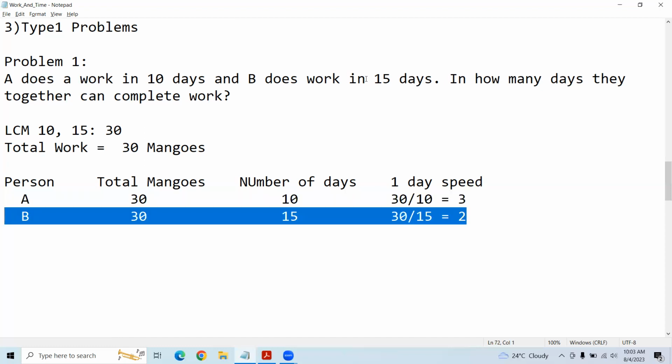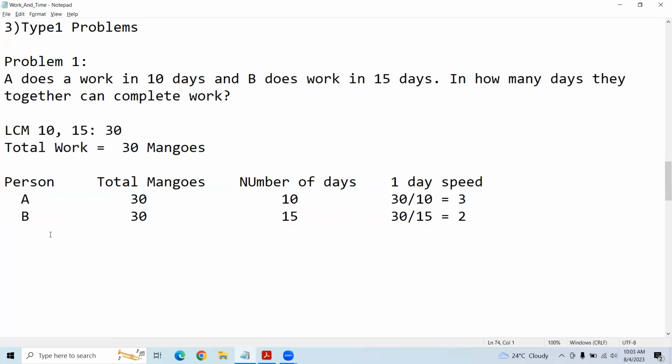Now what they're asking us is how many days they together can complete the work. So let's take A plus B. Both are going to work. Even though both are going to work, the volume or number of mangoes is going to be the same. And they're asking how many days they will require. So what is the 1 day speed of A and what is the 1 day speed of B? 3 and 2. So if they do it together, A will eat 3 mangoes, B will eat 2 mangoes. So together they will be eating 5 mangoes.